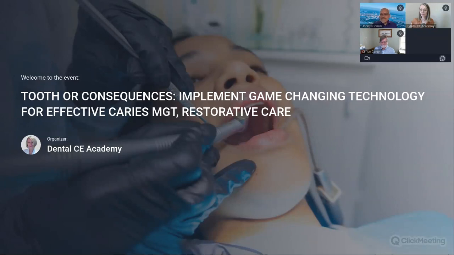Question from Dr. Coco: same bonding issues with dentin substitute materials? That's an interesting one, not sure what that means. Same bonding issues with dentin substitute materials?